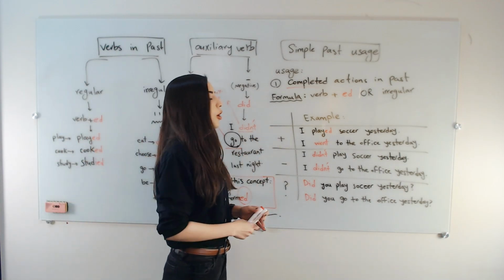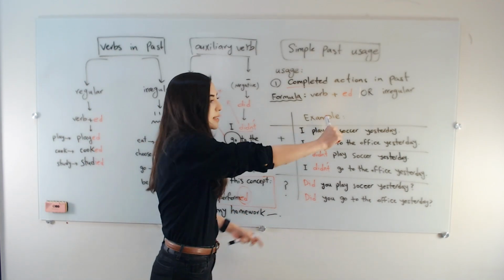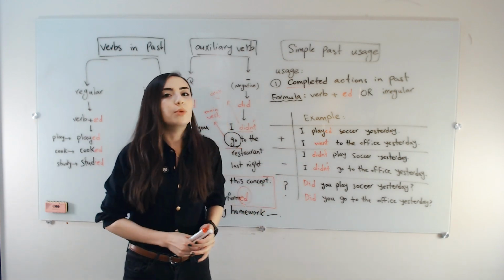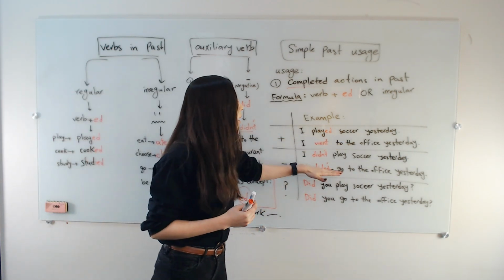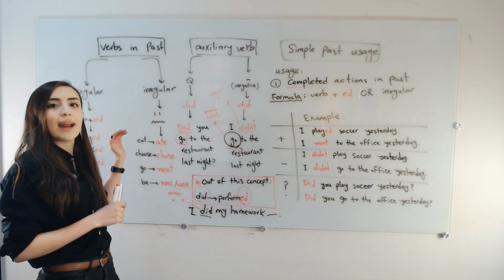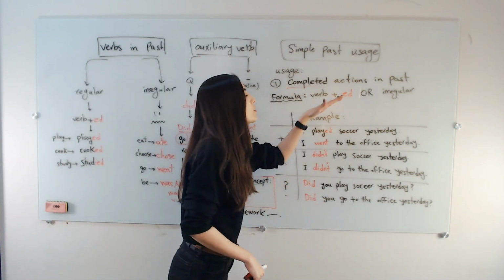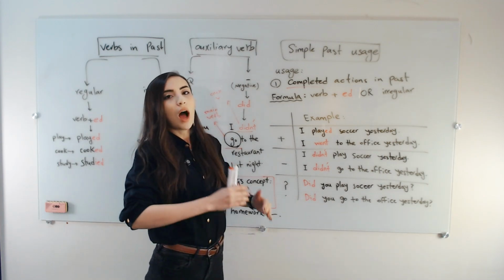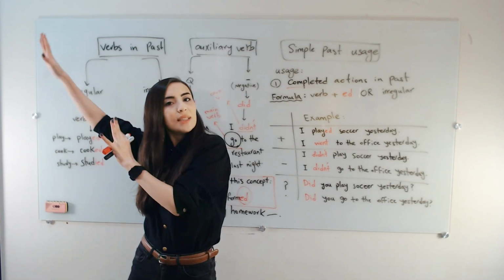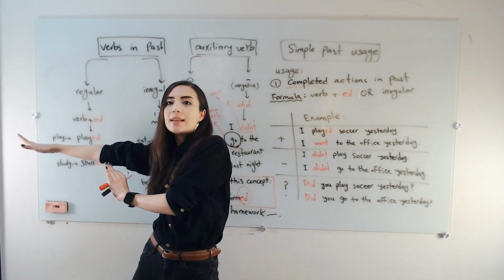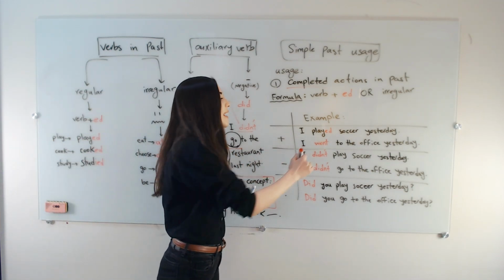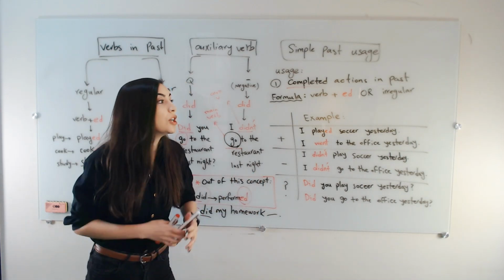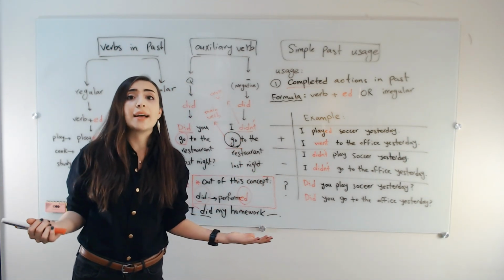The positive form, for example, the first sentences of each would be with regular verb, and the second one would be for irregular verb. I played soccer yesterday. I played soccer. It happened yesterday. It was completed yesterday, and that's it. Okay? We see we have ed in here. Why? To show that it happened in the past.